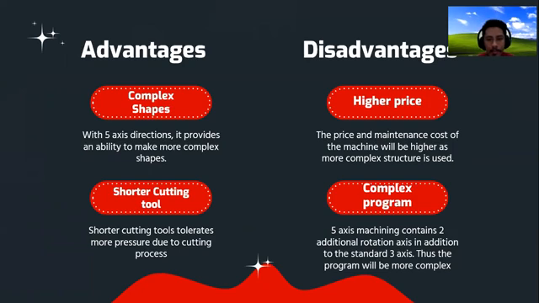Next is the first disadvantage of 5-axis machining, which is higher price. With bigger and more parts, it comes with a higher price, and it should be operated by a qualified operator, which means more cost. And then the second is complex programming. Like we said before, 5-axis machining uses X, Y, and Z and rotational axes. That means when we create the program, it will be more complex and a longer time is needed to create the program.